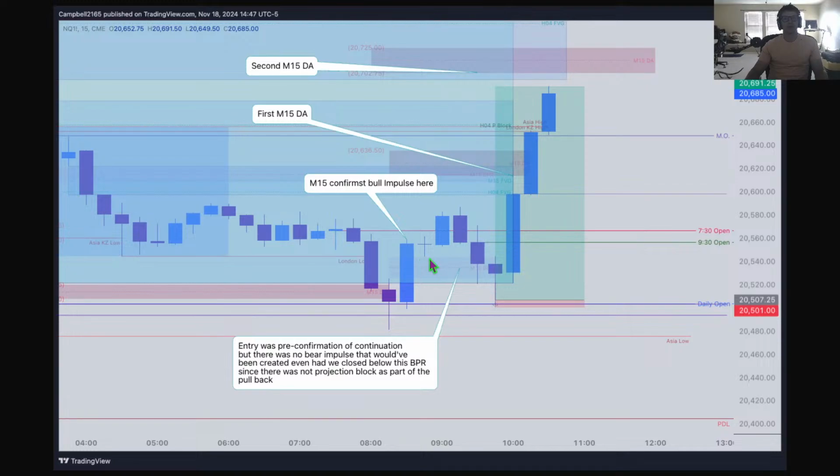And then you were left with this 15-minute balanced price range here. So the trade was presuming that this balanced price range was going to hold, that this was your projection block, that this was your first distribution area, second distribution area. And yes, price eventually hit this second distribution area. So the trade that succeeded was entered off the resweep of the daily open.